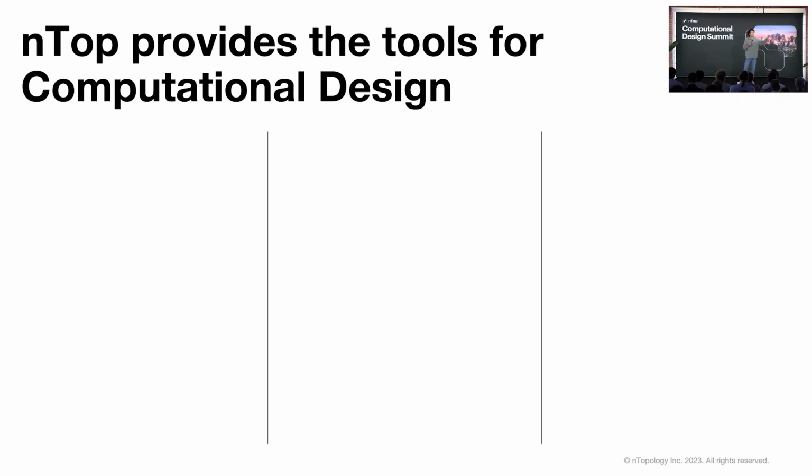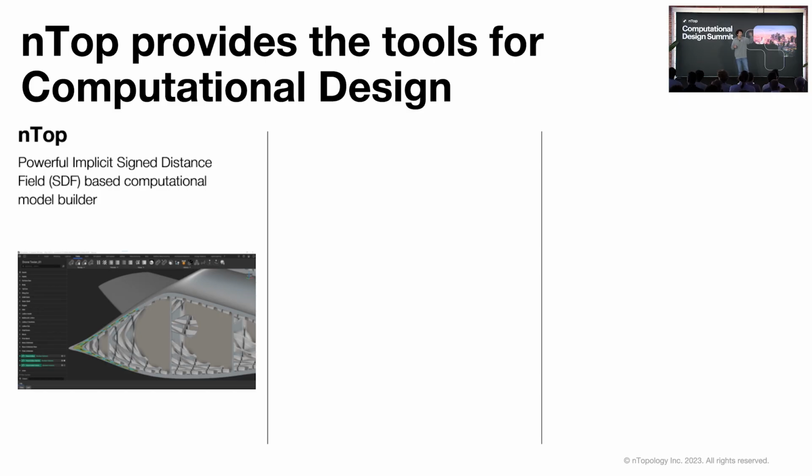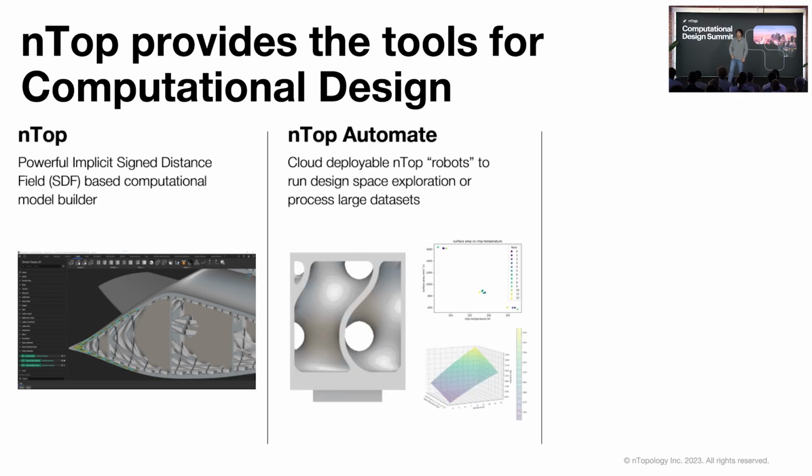If you look at that process, building, running, integrating, we have 3 products. nTop, which is the product that most of you are familiar with. This is our desktop-based product. What makes nTop unique is the core modeling technology, the implicitly defined signed distance field, which enables models of orders of magnitude more complexity than a BREP to be produced, designed, and iterated on in real time, as we've seen in the powers of nTop. We also have a product, nTop Automate. You could think of these as like the nTop robots.